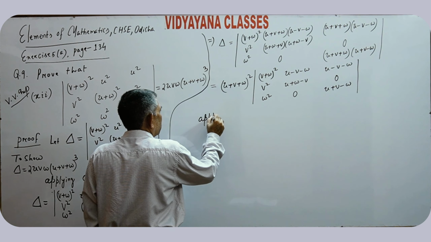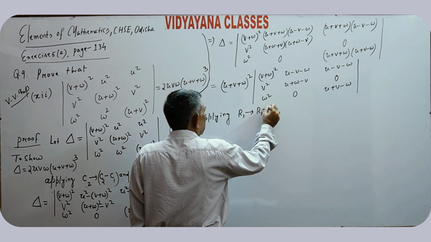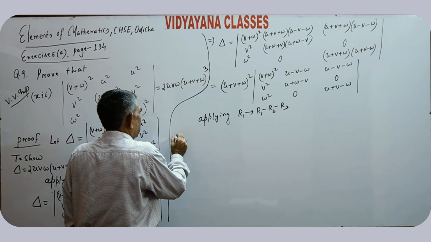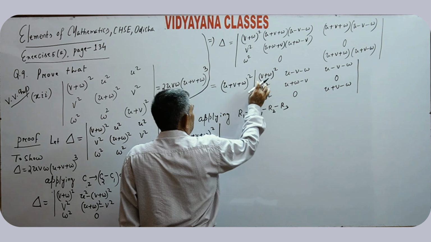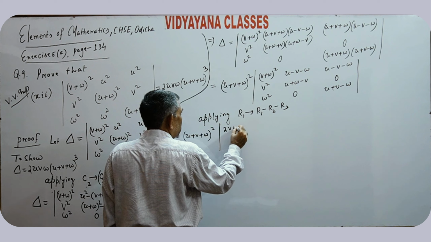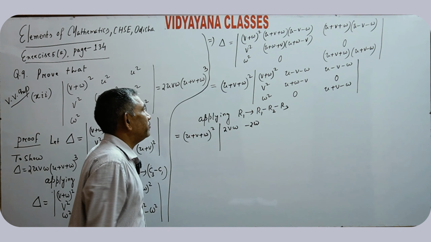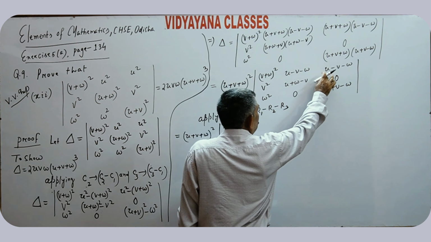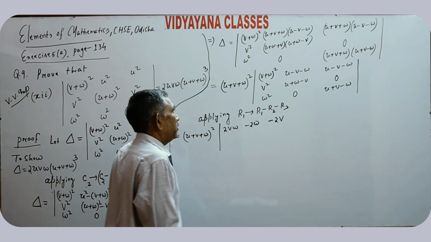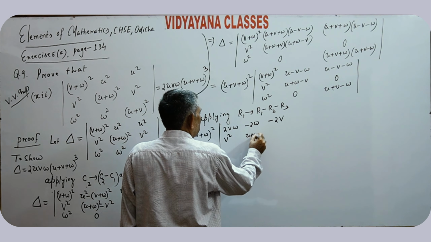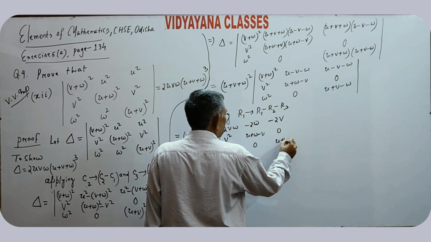Again apply row 1 is replaced by row 1 minus row 2 minus row 3. Del is equal to (u plus v plus w) whole square into the determinant. This minus this, that means 2vw. u cancels, v minus, minus 2w. This minus this, u cancels, minus w cancels, that is minus 2v. v square, u plus w minus v, 0. w square, 0, u plus v minus w.